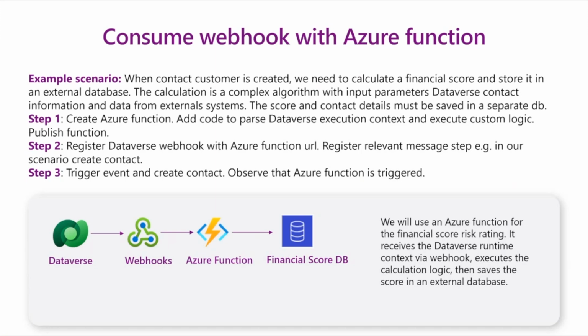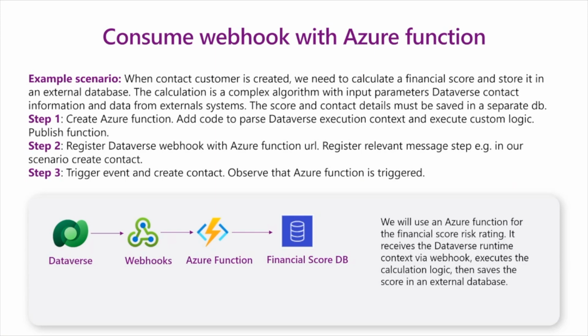The calculation involves a complex algorithm with input parameters from Dataverse contact details and data from external systems. To implement this, we will use an Azure function, which will actually perform the calculation. We will send the contact details to the Azure function using the webhook model and trigger it for the contact create event. The steps we will follow are the next.